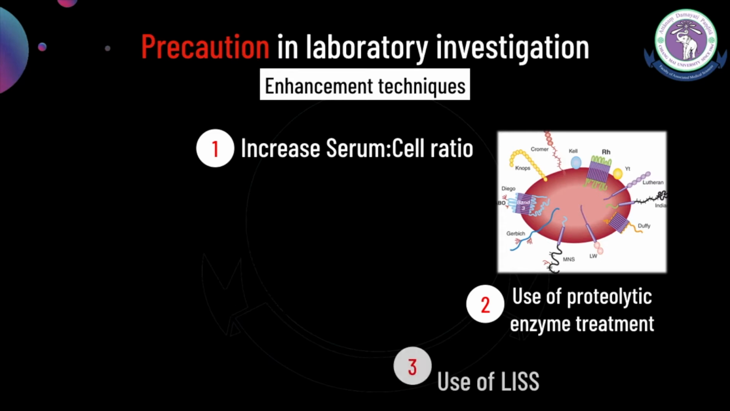Third, use LISS instead of normal saline. LISS is low ionic strength salt solution, which helps reduce the ionic strength of the buffer from 0.15 molar to about 0.078 molar. This can help antibody reach the antigen faster. Using LISS will reduce incubation time from 30 minutes to about 5 to 10 minutes.